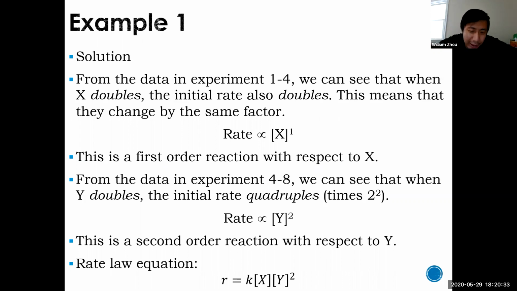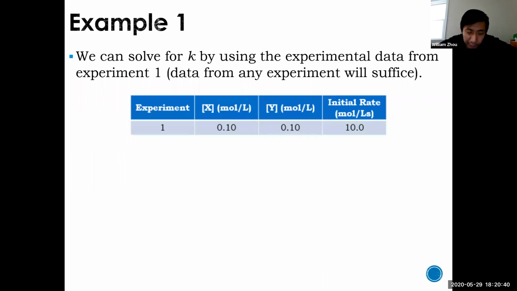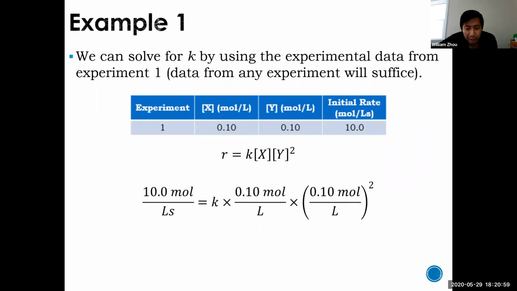We need to calculate k. That's part of the question as well. All right, but how would you calculate k? Well, you can just substitute any row into the equation. Experiment 1 to 8, they're equally valid. I'm just going to choose 1 because it has the simplest numbers. Doesn't matter which one you choose, really. So R is equal to 10, x is 0.1, y is 0.1. So I just have to substitute this into the equation, and I can just solve for k. Just rearrange everything, isolate k, and voila.